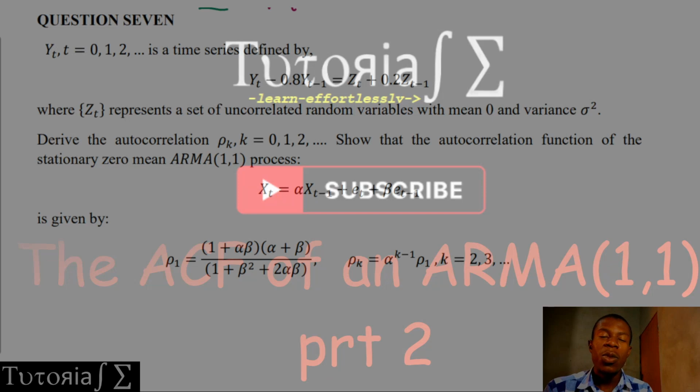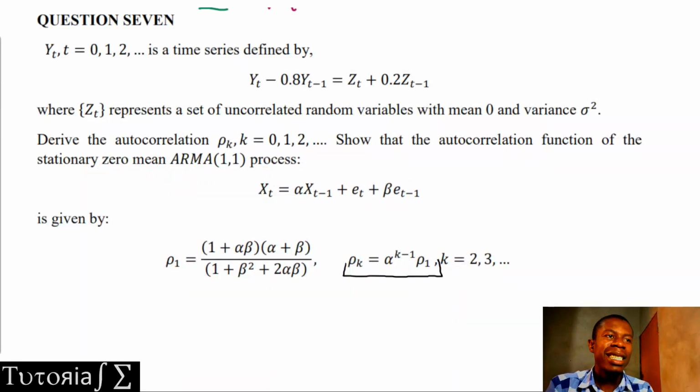Now, in today's lesson, we continue with the ARMA(1,1) process that asks us to derive the autocorrelation function. In the previous lesson, we derived this part here. So we derived that part, and now in part 2 we're going to derive this part right here.